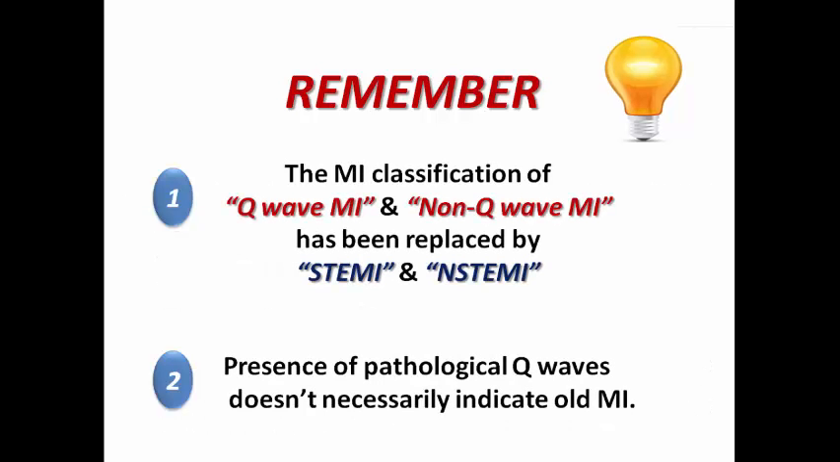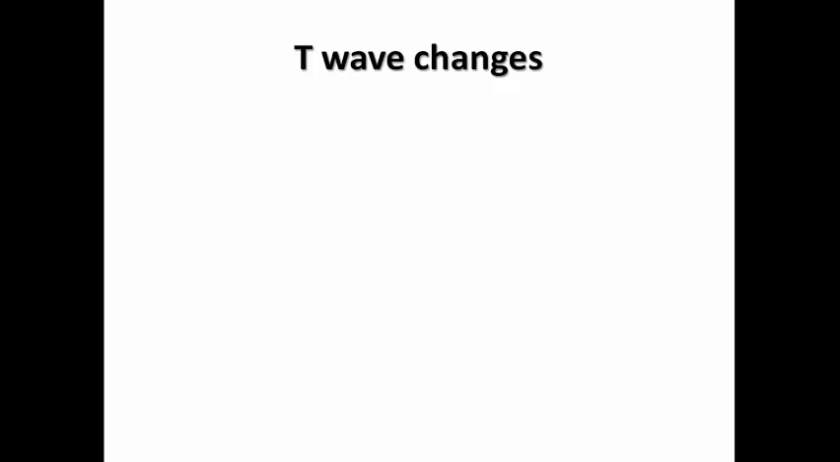And that's why, of course, we abolished the MI classification of Q wave and non-Q wave, replacing it with STEMI and non-STEMI, because the presence of pathological Q waves can occur in STEMI and also in non-STEMI, and this doesn't necessarily indicate old MI. Let's now move to the T wave changes.